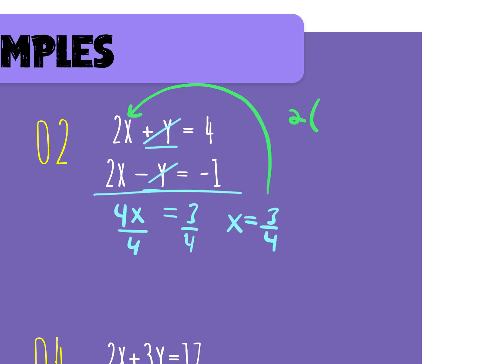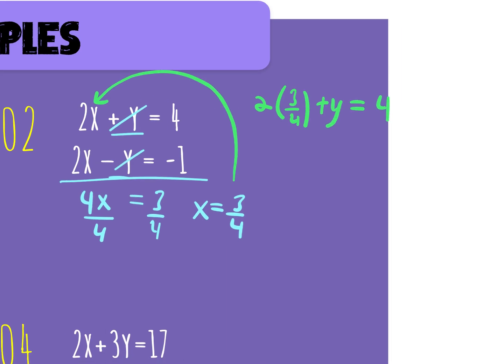But if we do this, we get 2 times 3 over 4 plus y equals 4. And then what do we get when we do 2 times 3 over 4? Would be 6 over 8. Okay, how does that simplify? 3 over 4, right? So 6 over 8 simplifies to 3 over 4. So I get 3 over 4 plus y equals 4. And then what can I do to both sides? Good. Subtract 3 over 4.